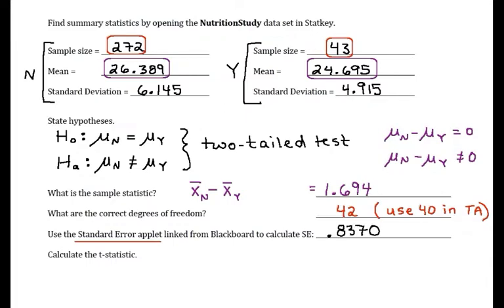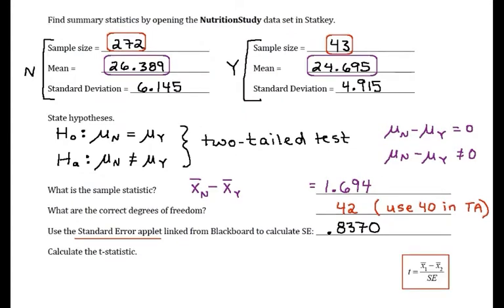All right, so our t-statistic, recalling this nice formula, is our sample statistic of 1.694 divided by the standard error of 0.837, and that gets us 2.024.